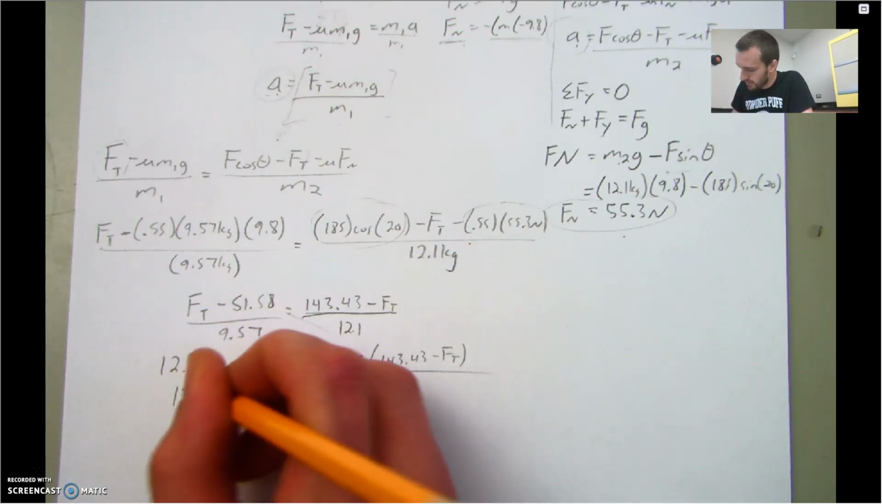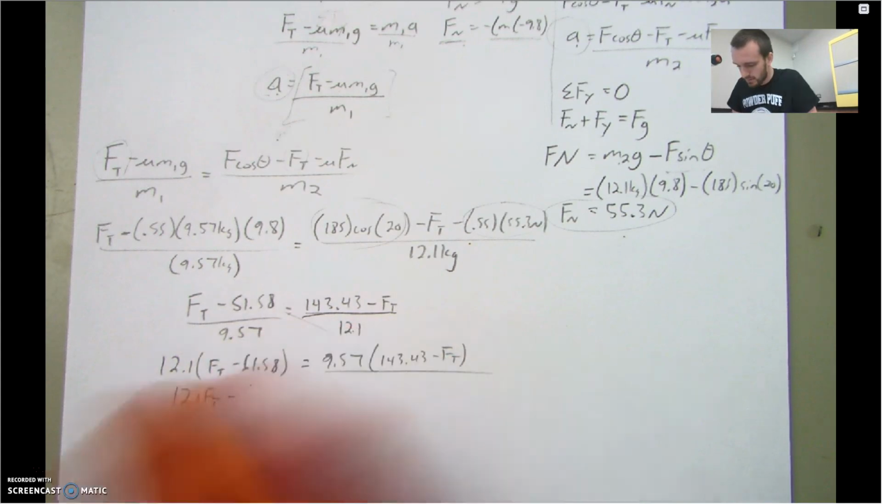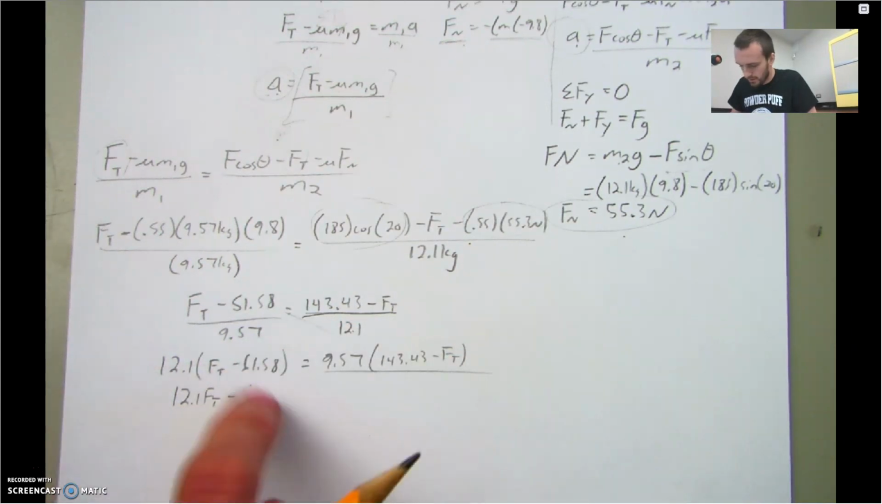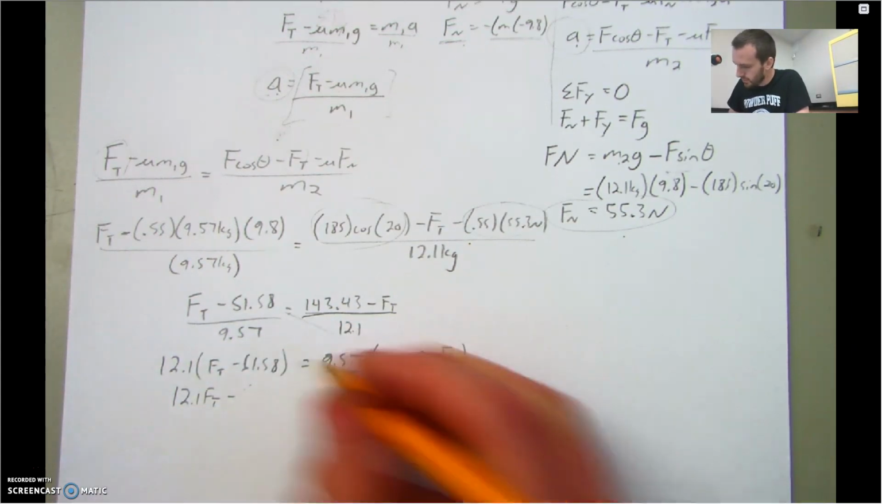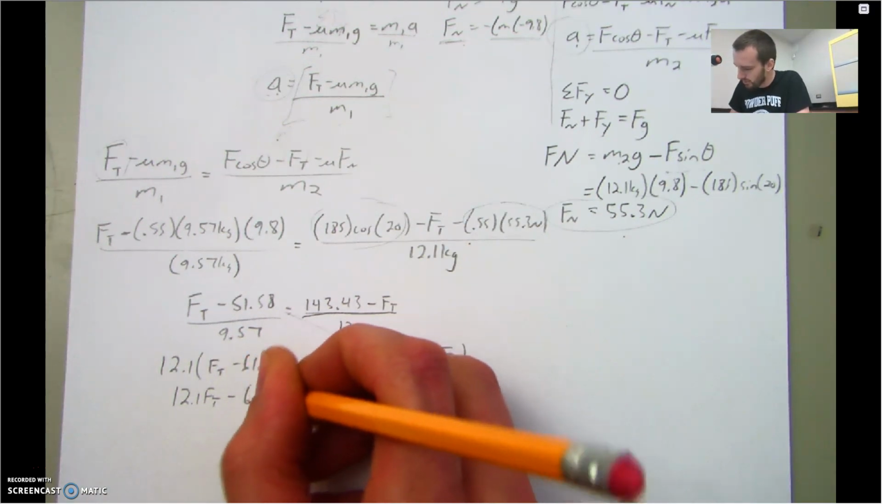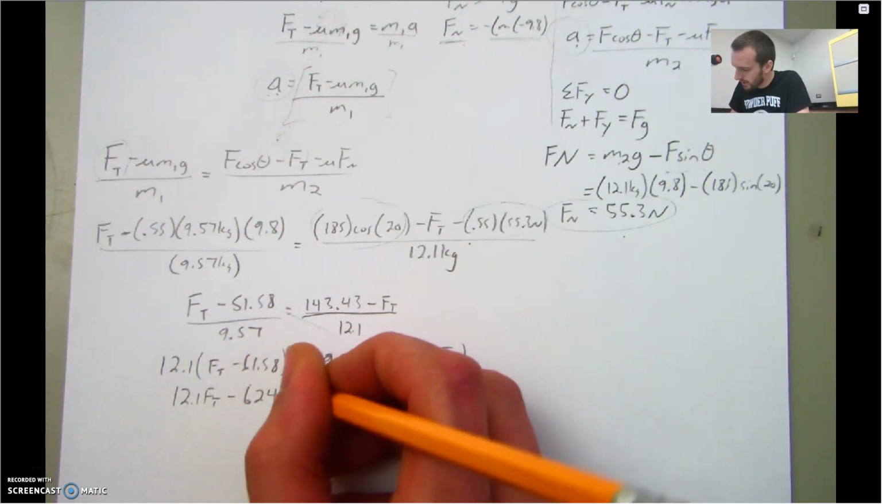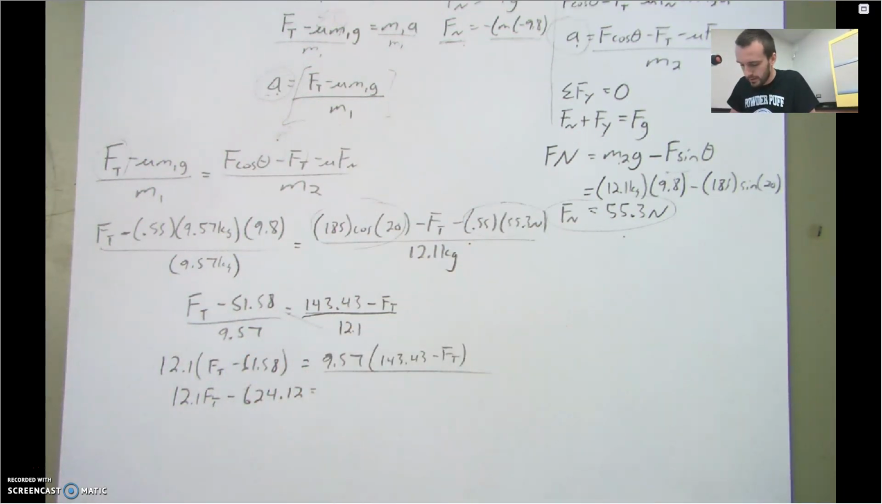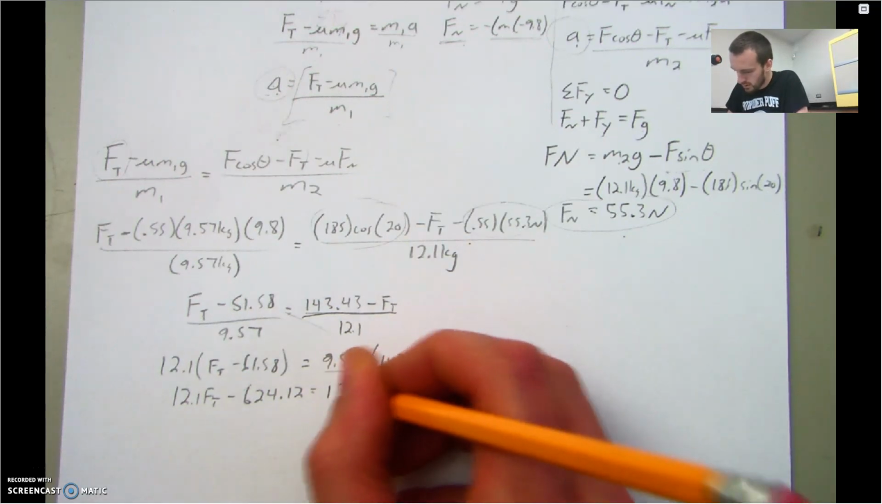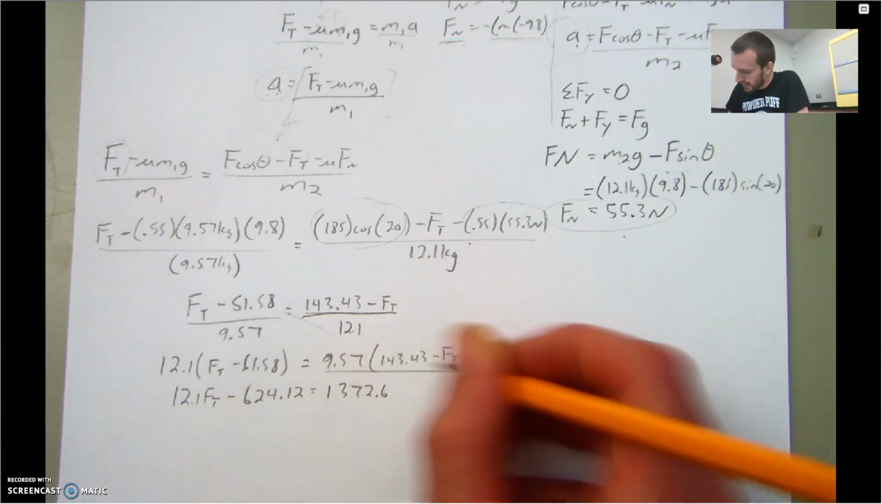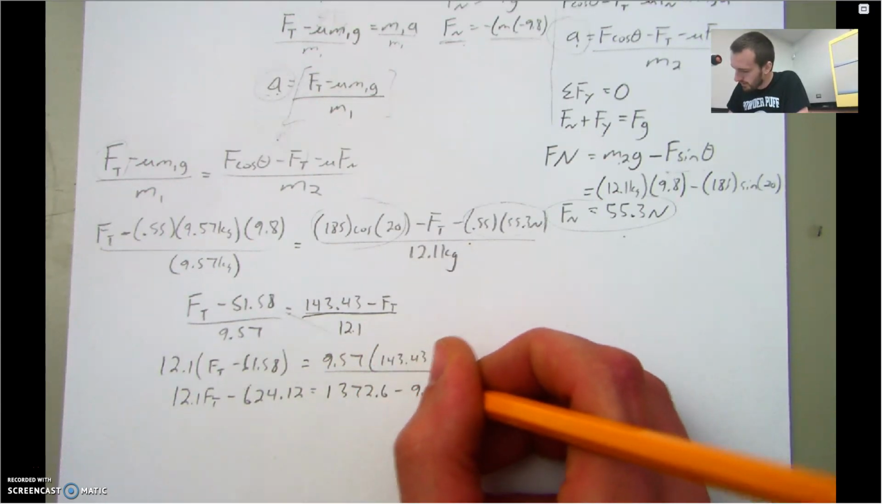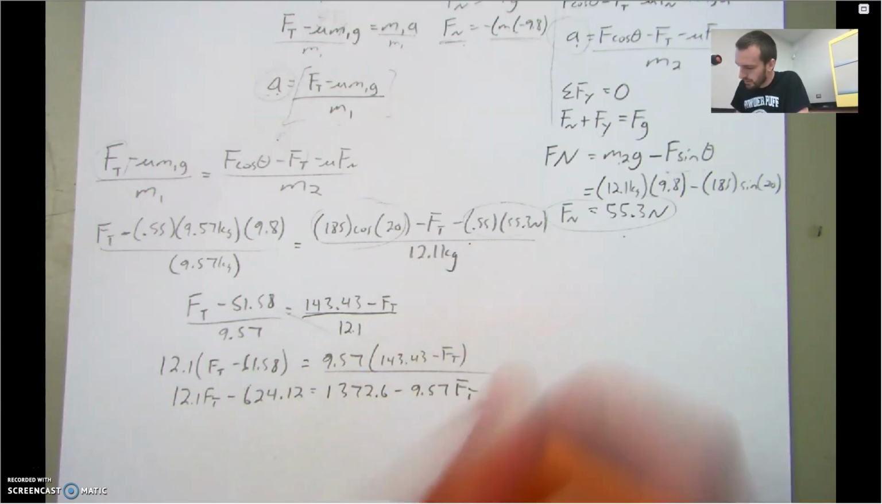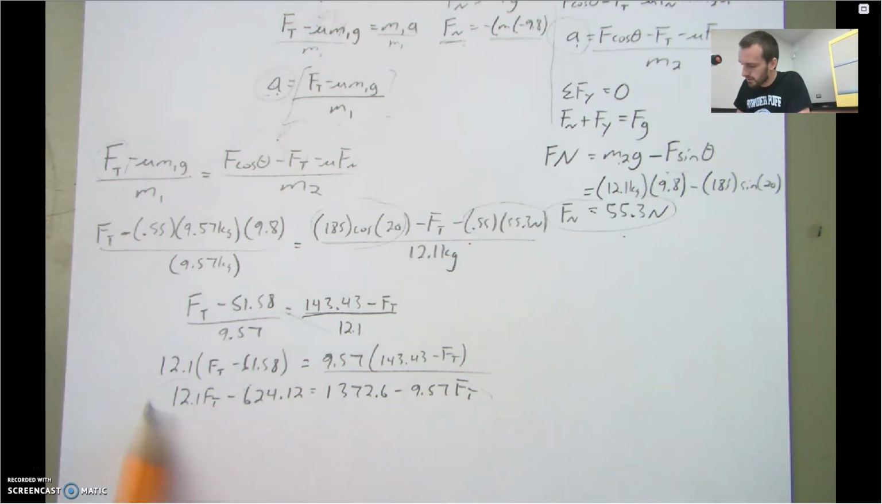We got 12.1 FT minus 12.1 times 51.58. I'm sure there's a more efficient way to do this. I'm kind of doing it the brute force way. If you have a better way, you can drop it in the comment section. Equals 9.57 times 143.43. And like I said, there's a lot of algebra in between here and there, but eventually you'll get to this point. Now we want to combine the FT terms on both sides.